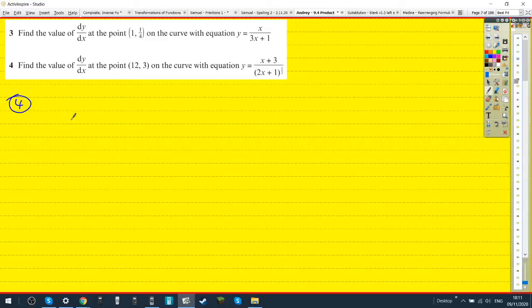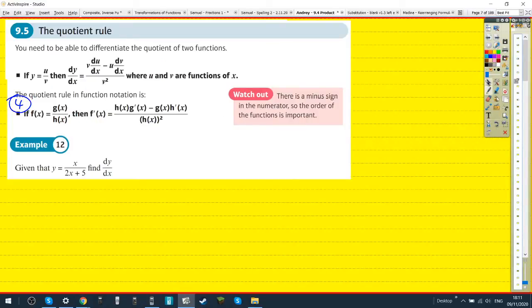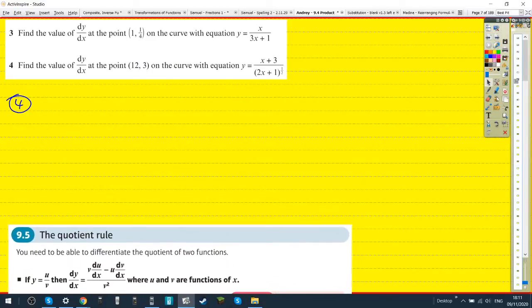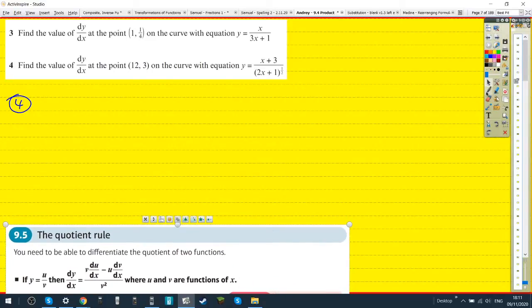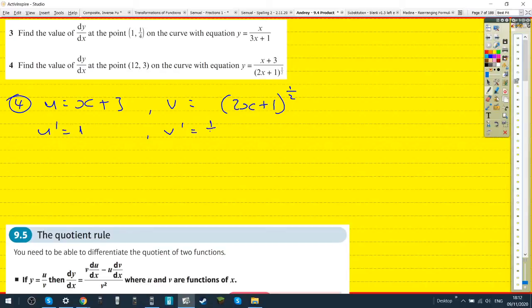The point 12 on the curve of the quotient. So do I differentiate it first? Yeah. And so x plus 3 is equals to u, 2x plus 1 to a half is equals to v. Differentiate both of those: differentiation of u is 1, differentiation of v is a half times 2x plus 1 to the power of minus a half times 2. So in the end it just becomes 2x plus 1 to the power of minus a half.